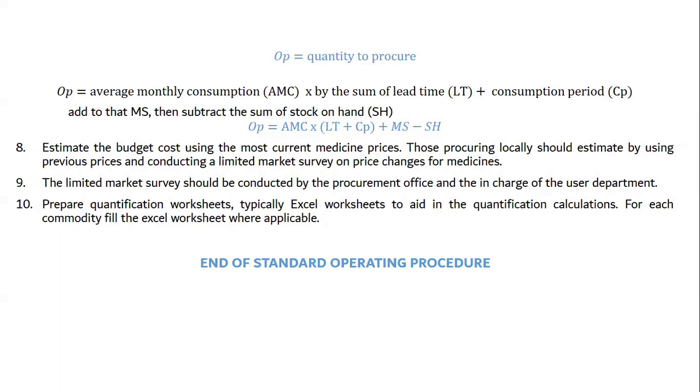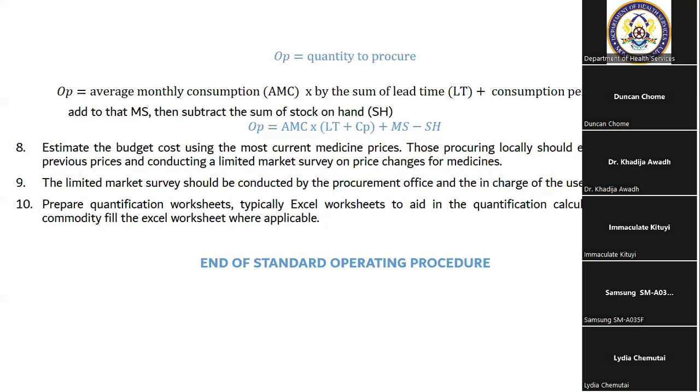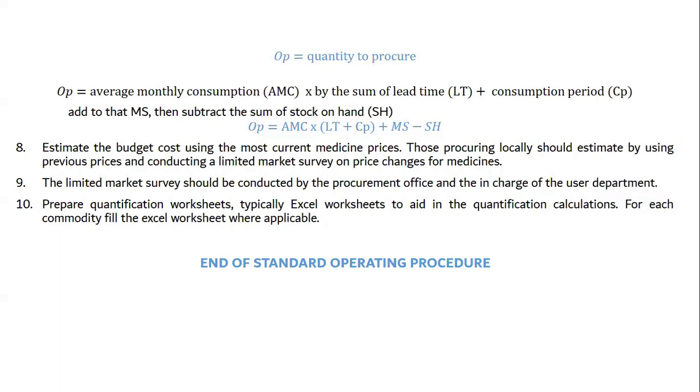it should be conducted with the procurement officer and the in-charge of the department, both being present. Then you prepare quantification worksheets, typically Excel sheets, which are used to aid in quantification for ease of calculations. For each commodity, you fill the Excel sheet where applicable. So that marks the end of this standard operating procedure.